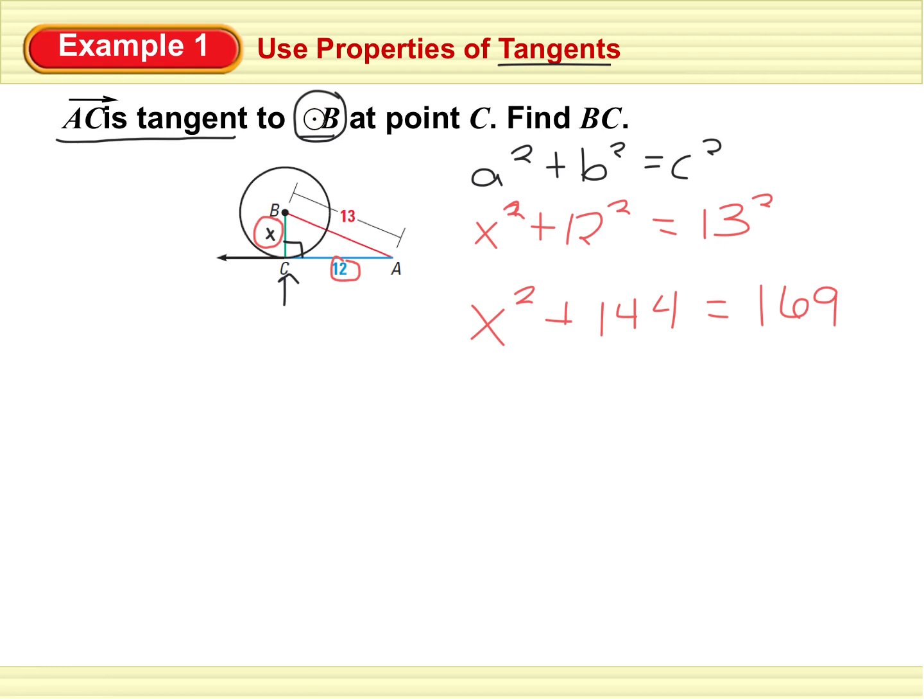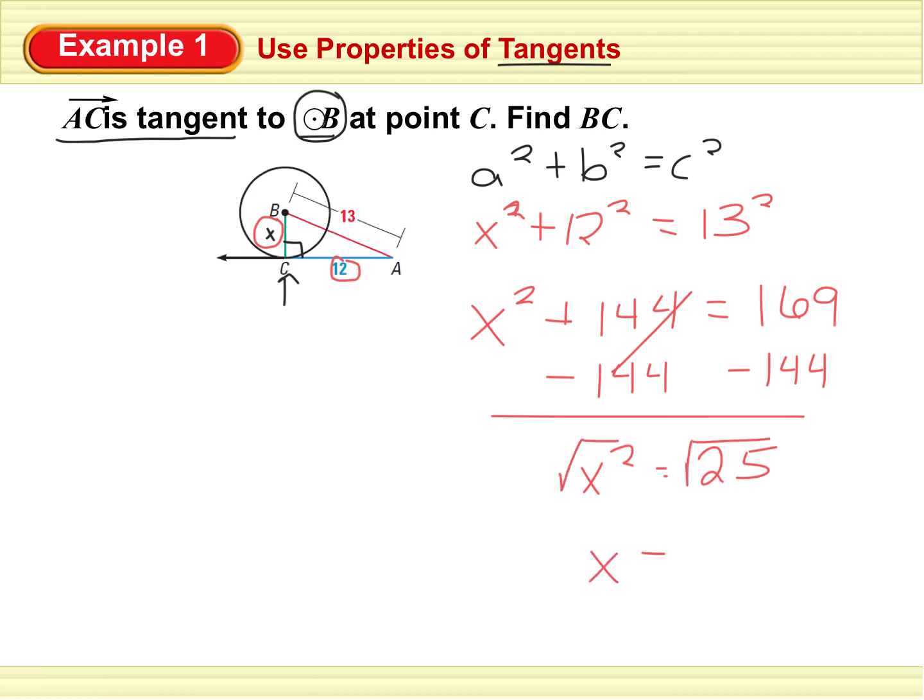What do I need to do first? Minus it. Yep, subtract 144 from 169, that gives you 25. So then we have X squared equals 25. What is always the last step of the Pythagorean theorem? We're going to take the square root. What is the square root of 25? 5. X equals 5.